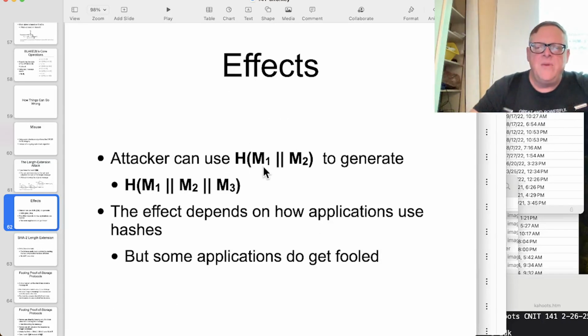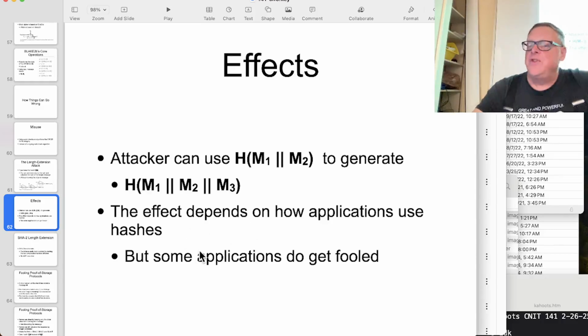So analytically, I can use the hash of message 1 followed by message 2 to generate the hash of message 1, message 2, message 3. I do not need to know message 1 or message 2. I can just add message 3 by doing another round of the hash function on it.